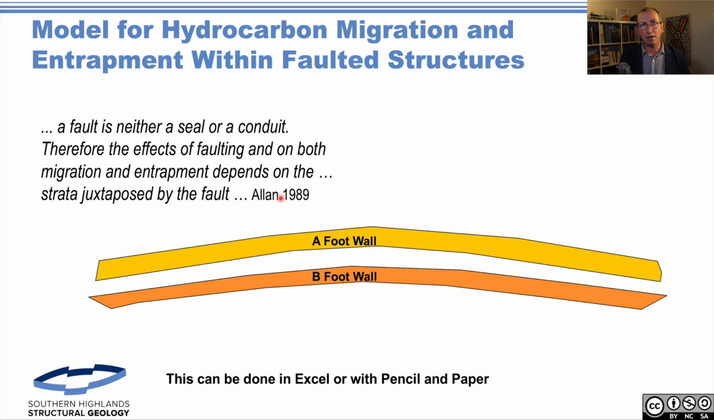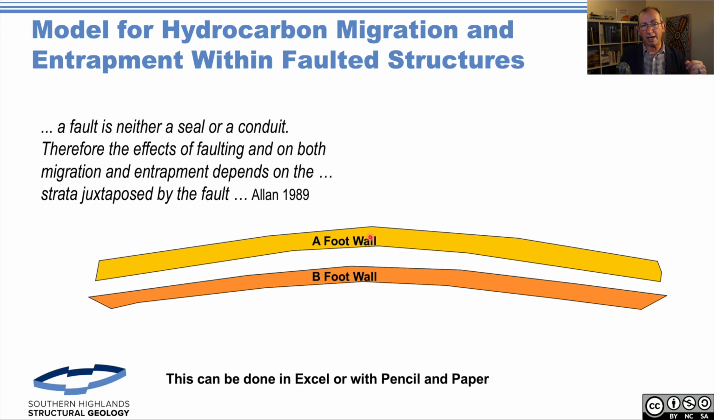But Allen in 1989 put together a beautiful paper that describes the process of how migration of hydrocarbons works through faults. And one of the key things he says is, well, faults are neither a seal or a conduit. They are a patchwork of connection, and understanding where the hydrocarbons are migrated and then entrapped is reliant on understanding that connectivity. It's a really good paper. It's well worth having a read. It should be noted that everything he did was done with pencil and paper. It is easier in some cases to use a modeling package, but you can do all these things in pencil and paper.